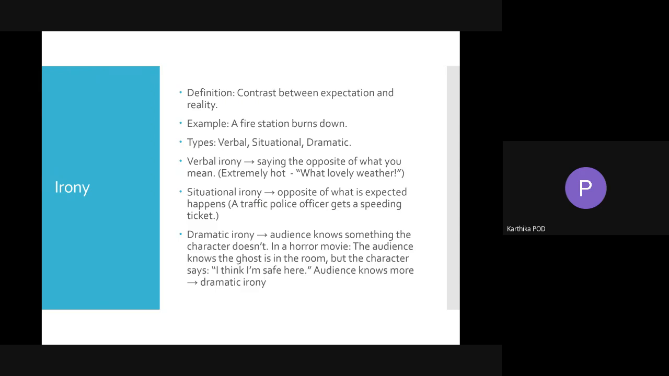Okay, let me explain it. What's a fire station? What does a fire station stand for? It's something that, when your house catches fire, helps you put down the fire, right? Now look at the irony. The fire station itself catches fire. So this is called a situational irony. The one that's supposed to help is now in trouble. What happens?